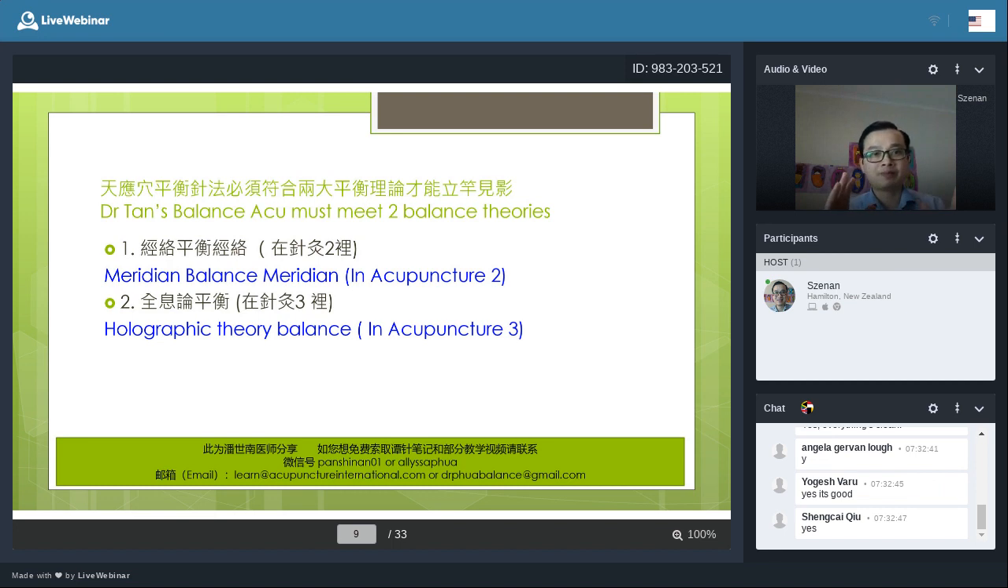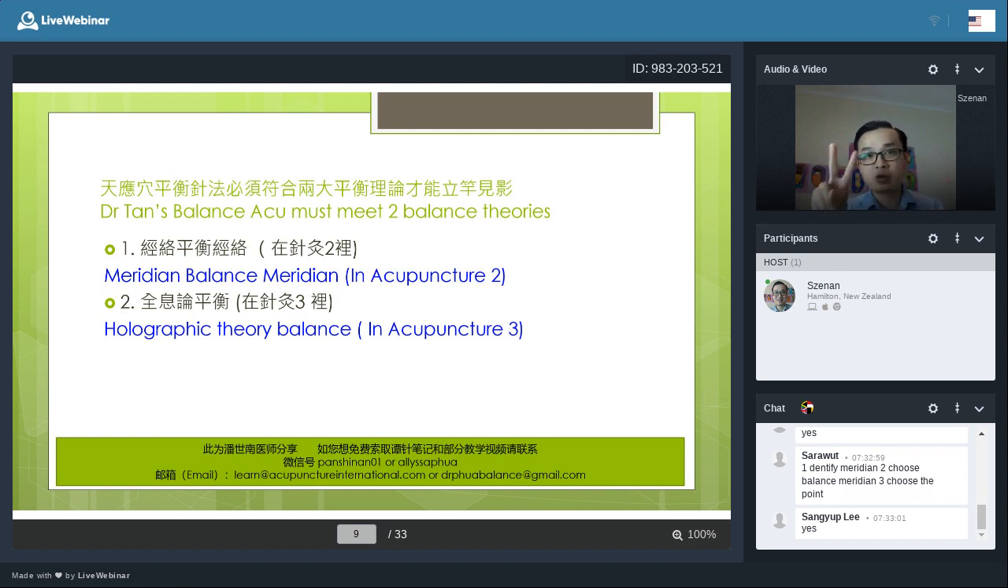Now, we're going to talk about how in Dr. Tan's balance method acupuncture, you must meet 2 balance theories. Without these 2 balance theories, there is no Dr. Tan's balance method acupuncture. Okay? So what theory is that? Why would Dr. Tan's balance method acupuncture be able to get instant results? That's all based on these 2 balance method theories. Number 1 is meridian balance, balance meridian.